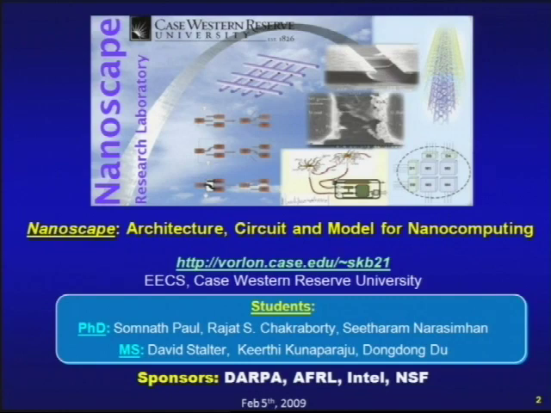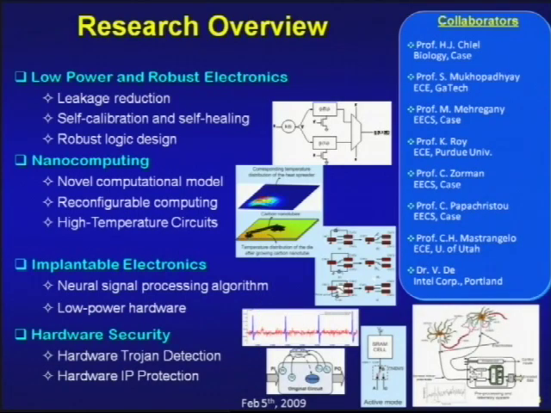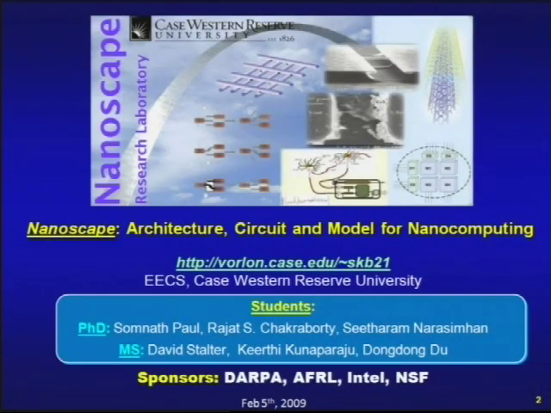Now, before we go into details about hardware security, let me give you an overview of our lab. The name of the lab is Nanoscape, Architecture, Circuit, and Model for Nanocomputing. It encompasses a lot of different levels of design abstraction, starting from circuit to architecture and going to computing model. There is a website for this lab, and if you're interested, you can go there. There are descriptions of research topics, recent publications, and the people involved in this lab.